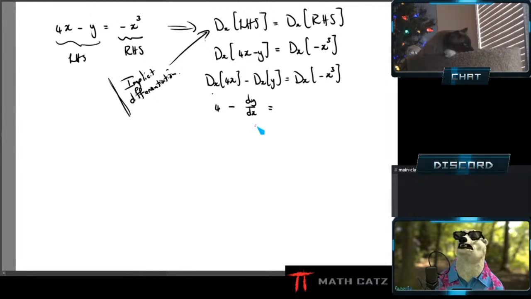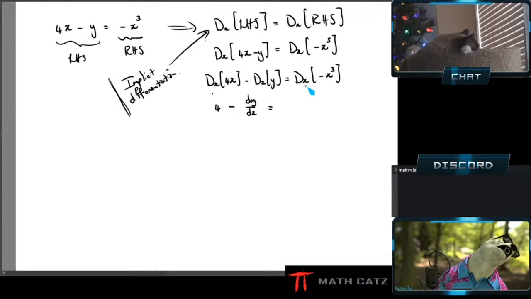I won't know what it is. That's the thing I'm trying to find. So I just rewrite this into a different version because I like the look of the little d notation. You can write y prime. You can keep it as the big D notation. I don't really care. They're all interchangeable.